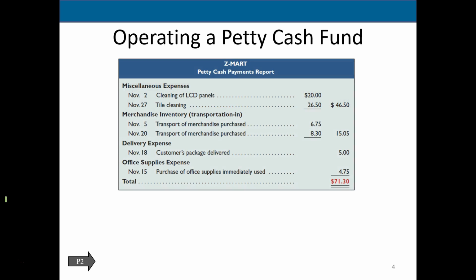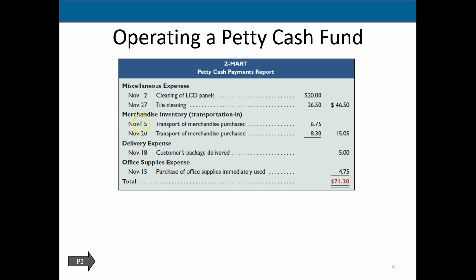Then, as transactions happen, people need money coming out of the petty cash fund. They're going to need to sign for the petty cash fund and tell us what the money is going for, and we can then keep a list and a record of that. So miscellaneous expenses, for example, we have the cleaning of the LCD panel and the tile cleaning adds up to $46, and we'll pay that out of the petty cash, and we'll create a list and the receipts in the petty cash fund so that we have that information.